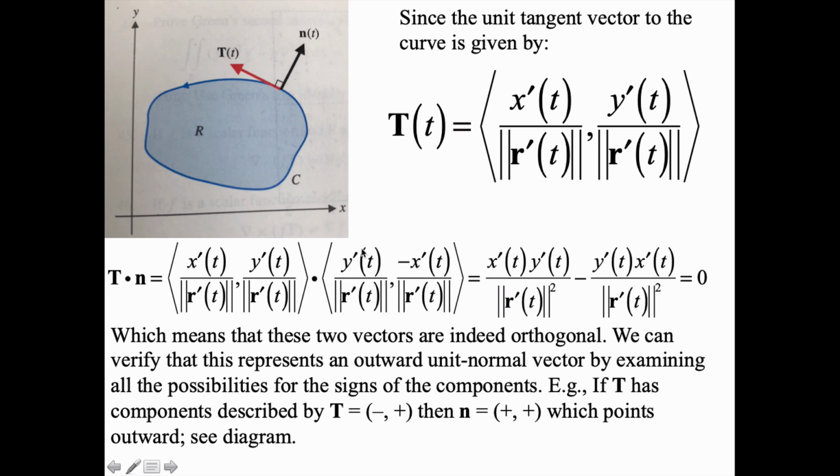So we have y'(t). The y component was positive for the unit tangent vector, so the y'(t) here for the normal is also positive. But in the picture, the x'(t) component of the unit tangent vector was negative. If you take the negative of that in the unit normal expression, we get another positive component. Of course, the norms of r' are always going to be positive. So indeed, a unit tangent vector with a negative x component and a positive y component would imply a unit normal vector that has positive x and y components pointing outward, as you see in this diagram. So it all harmonizes and works nicely with this picture.